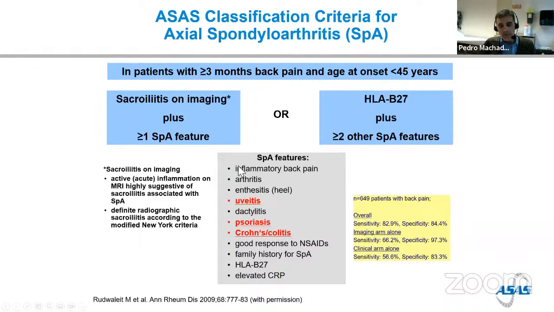It is therefore not surprising that we use these features to aid diagnosis, but they're also part of classification criteria as expected, and the presence of these features makes it more likely that patients will fulfill a classification criteria, including the ASAS classification criteria for axial SpA.